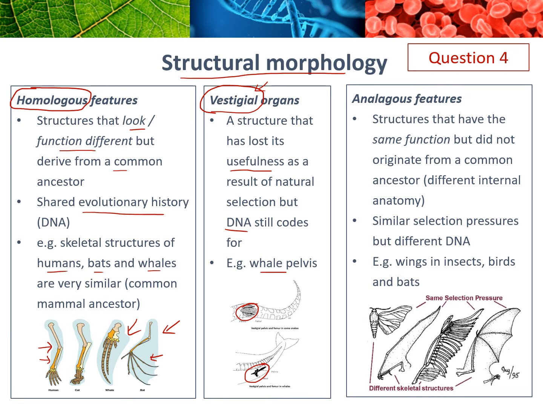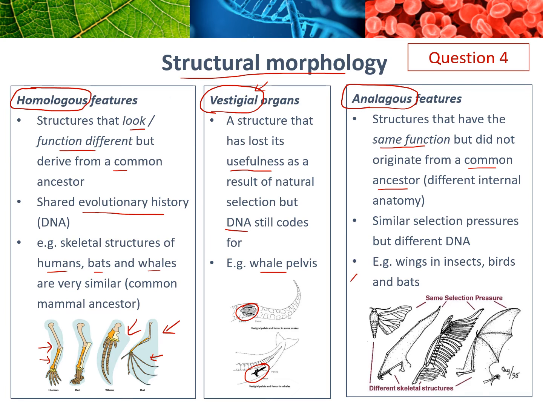The final thing that we're going to look at in structural morphology are analogous features. They're almost the opposite, in a way, of homologous features. These are structures that have a similar function, and they might even look very similar from the outside, but they did not originate from a common ancestor. So the internal anatomy will be very different.